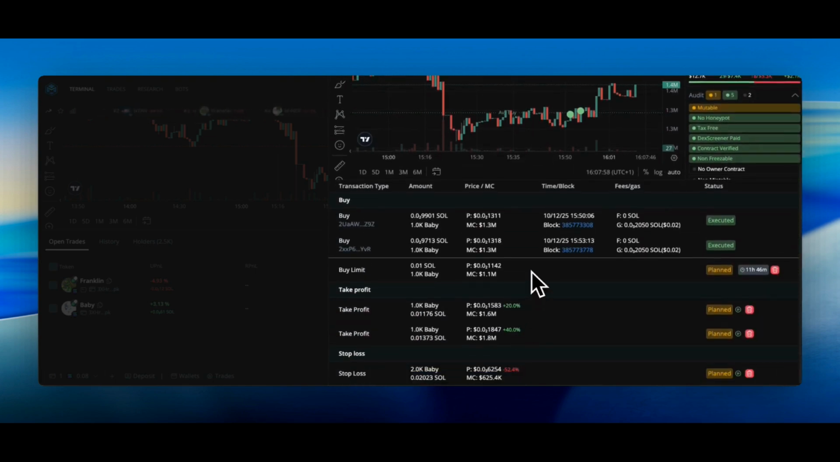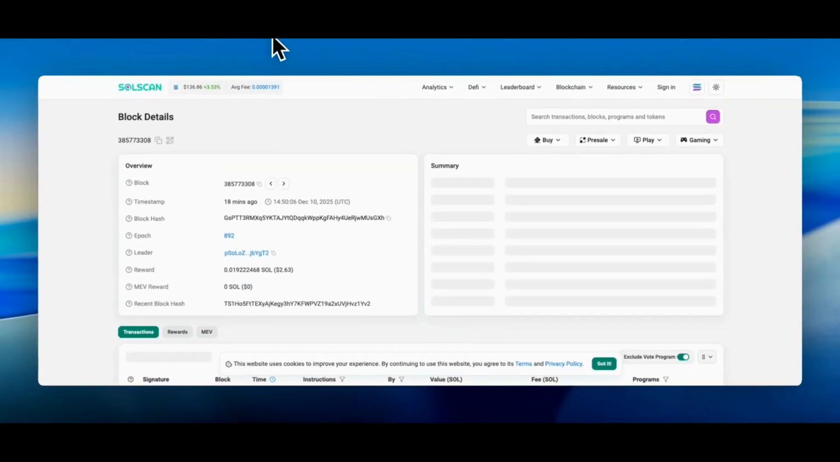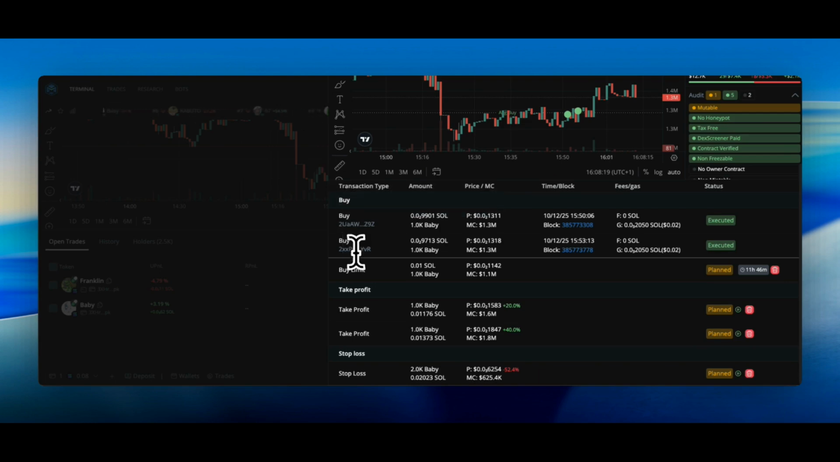Imagine a trade like a box of suborders, which could be buy or sell orders. Here you can see 2 executed buy orders and their corresponding price and market cap at execution. You can also see the exact execution time and the block number. If you click on the block, you can view the transaction on SolScan, and you also have the transaction hash to check it directly on-chain.